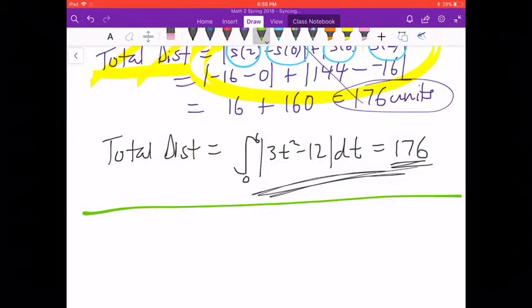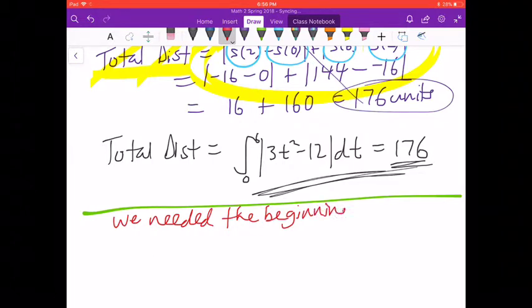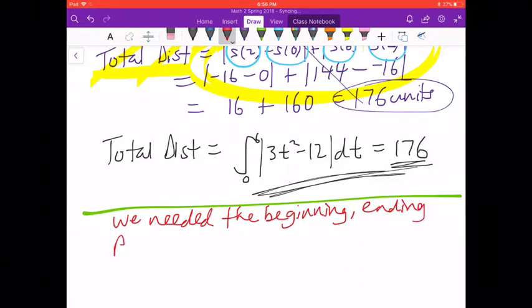Okay, so to generalize, here's what we needed: the beginning point, the ending point, and all turnaround points.